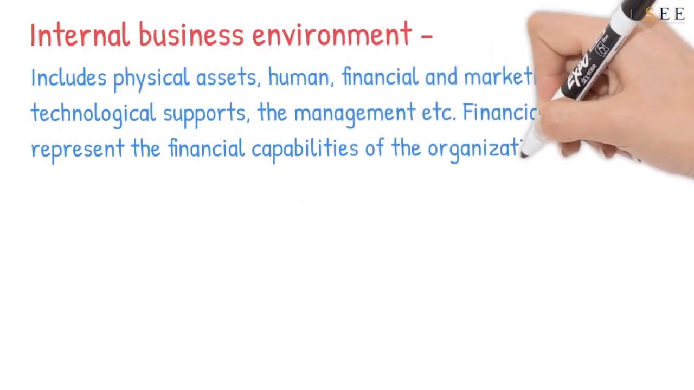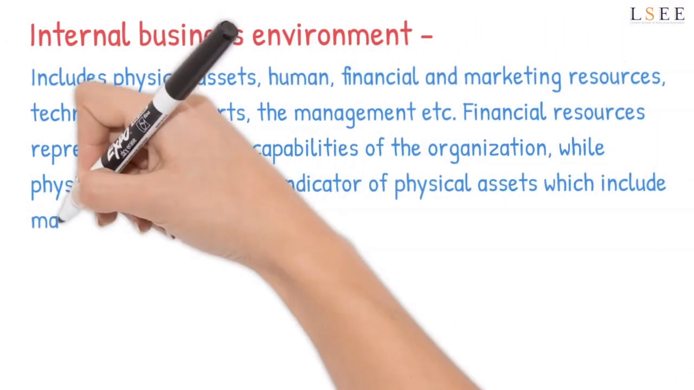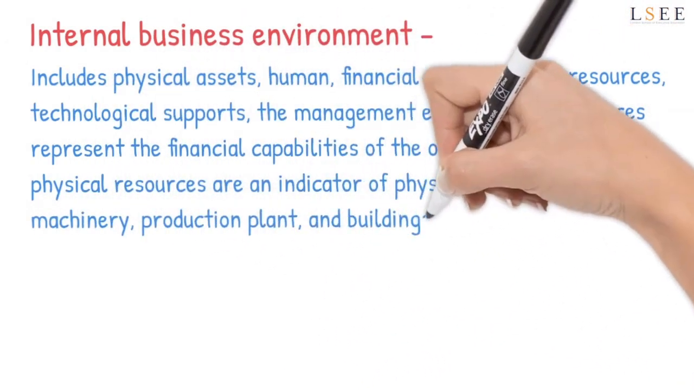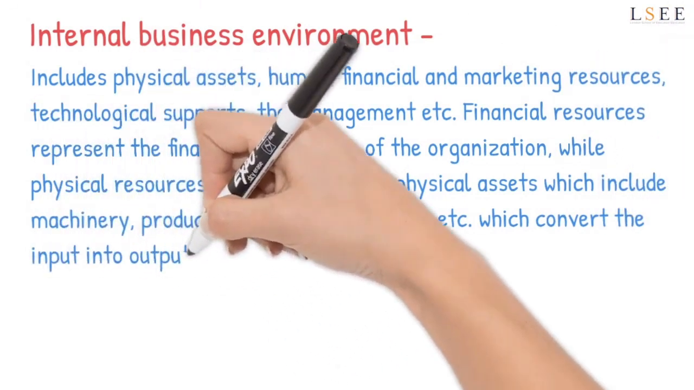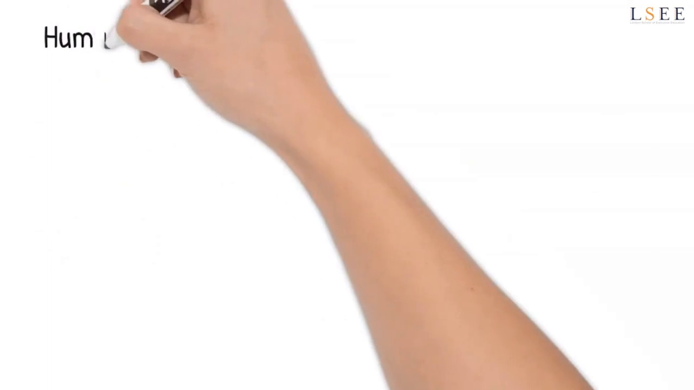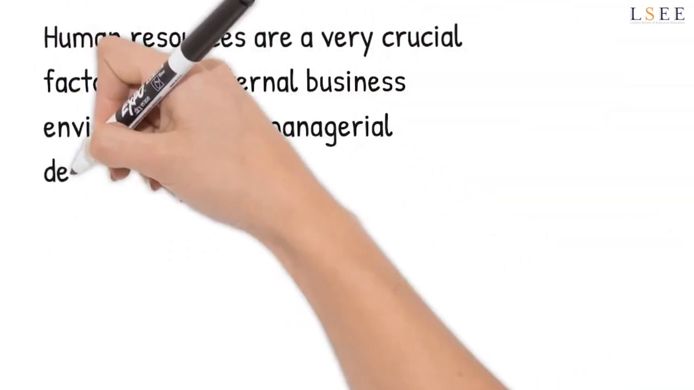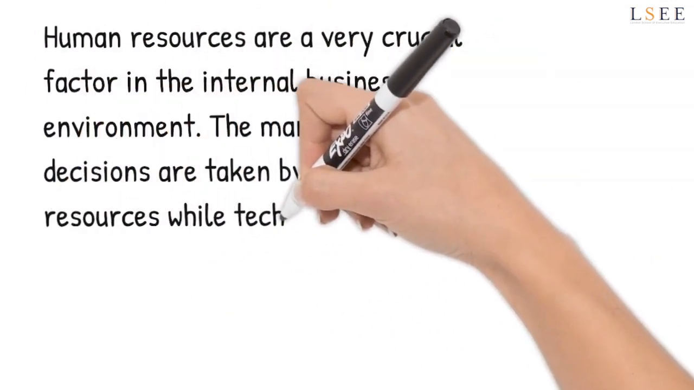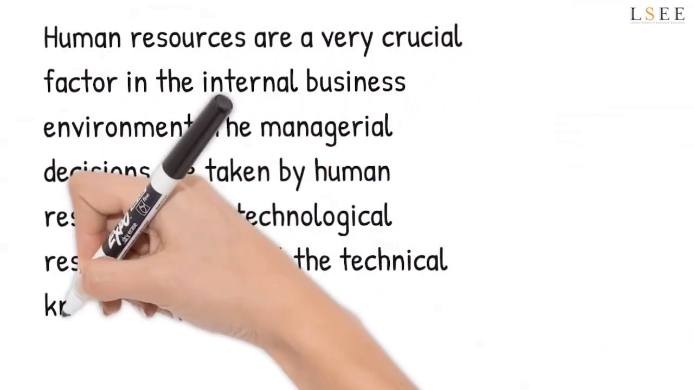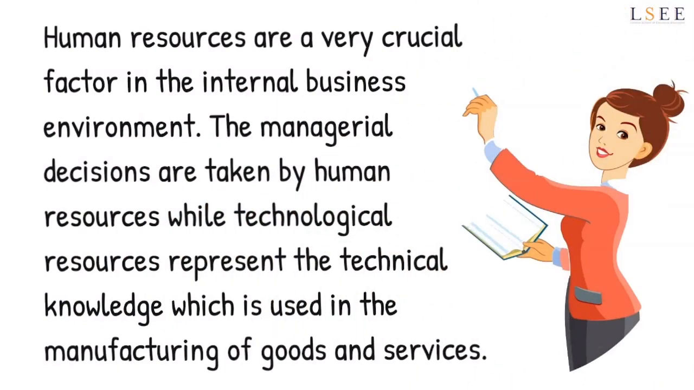Financial resources represent the financial capabilities of the organization, while physical resources are an indicator of physical assets which include machinery, production plant, and buildings, etc., which convert the input into output. Human resources are a very crucial factor in the internal business environment. The managerial decisions are taken by human resources, while technological resources represent the technical knowledge which is used in the manufacturing of goods and services.